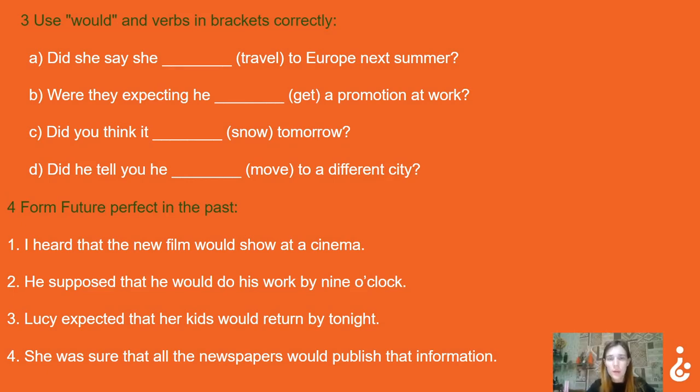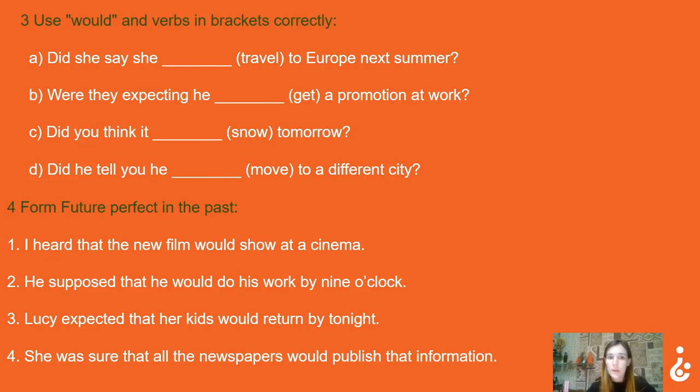And here in task number 3, you should use would with some verbs, okay? Did she say she traveled to Europe next summer? Were they expecting he gets a promotion at work? Did you think it snowed tomorrow? Did he tell you he moved to a different city?